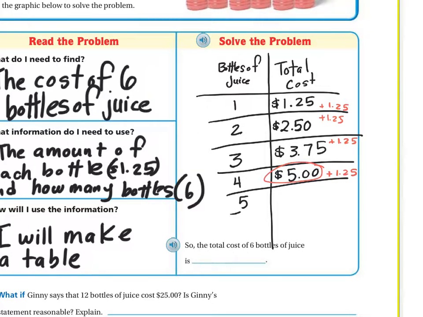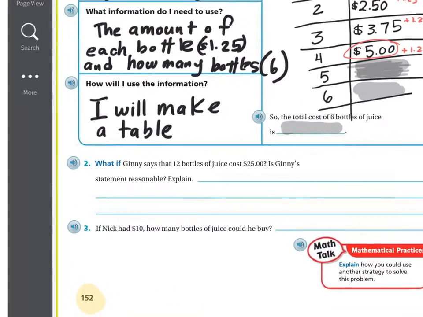If we have 5 bottles of juice, what am I going to get here? What's your answer here? And for 6 bottles of juice, what's your answer here? You're going to want to write the answers for those too. That will tell you the total cost of the 6 bottles of juice. So you're going to want to show that answer today. Okay, let's go ahead and move this down.